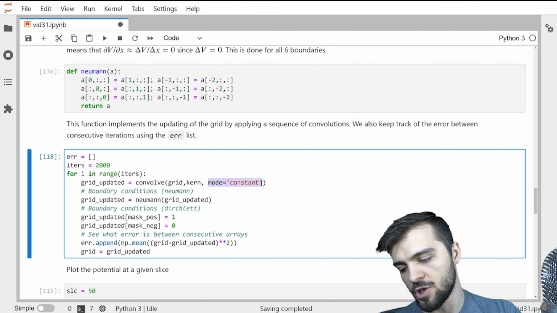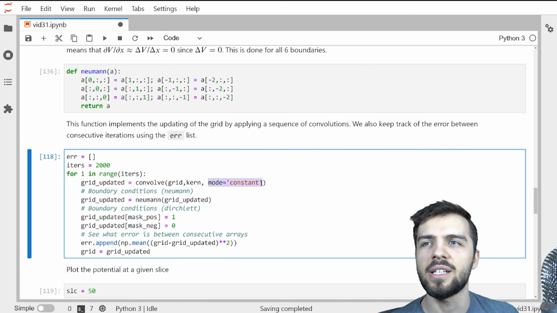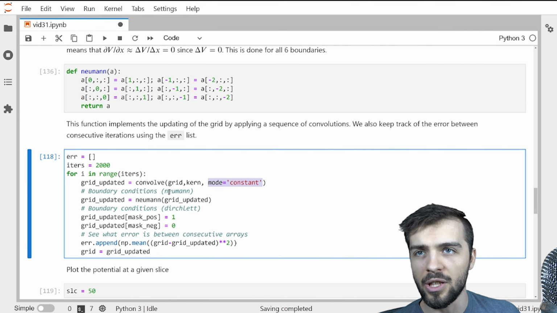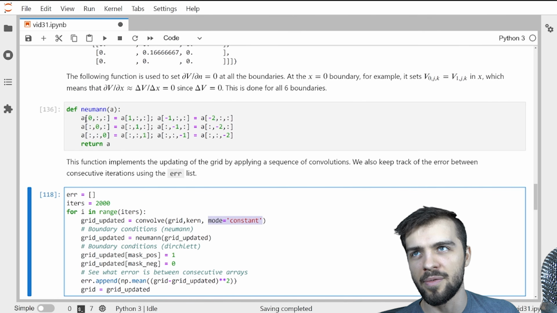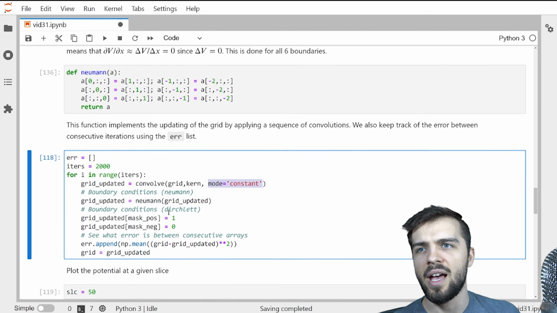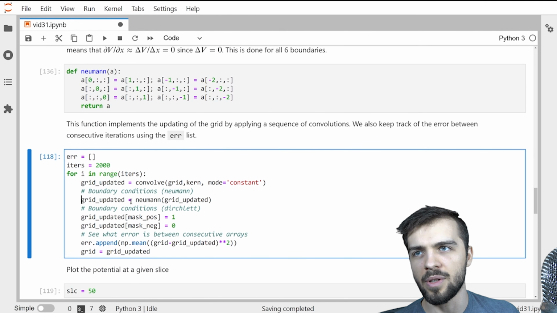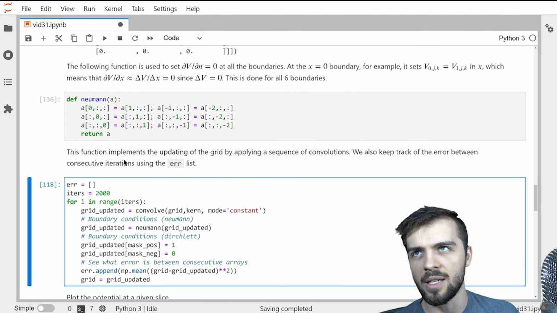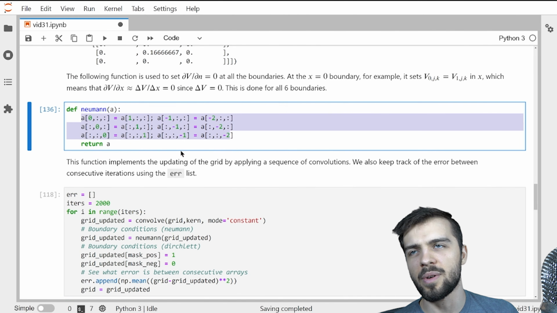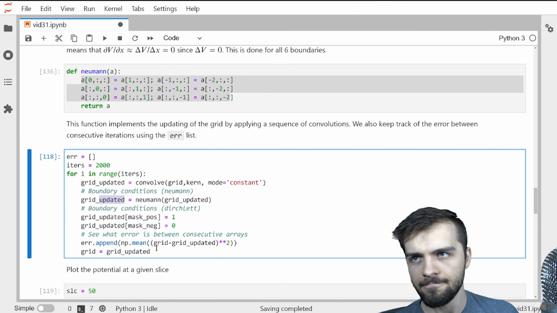That deals with boundary conditions, but we're dealing with boundaries on our own, so we don't really need to worry about this. Then I apply the Neumann boundary conditions, which is the derivative is 0 at the insulators. And I just call that function. So my grid updated is Neumann of grid updated. So it takes this array, sets all the derivatives equal to 0 at the boundaries, and it returns it. So I get my grid updated like that.